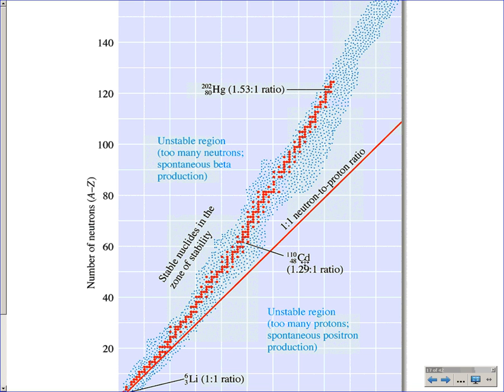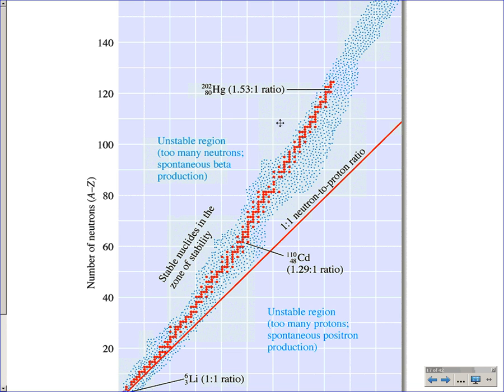You get to cadmium. Cadmium has an atomic mass of 110 and a proton number of 48. When you do the math and you take your mass number minus 48, you get a ratio of about 1.29 to 1. It's still stable, but it's starting to get towards the 1.5 end of things.